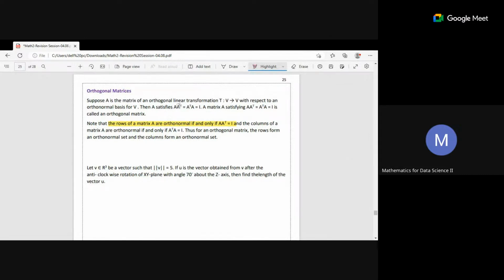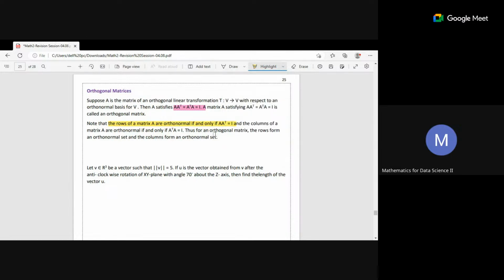Okay. So it satisfies this condition that A transpose A is equal to identity. Remember that the rows of a matrix being orthonormal implies A A transpose equal to identity. This is an if and only if condition.